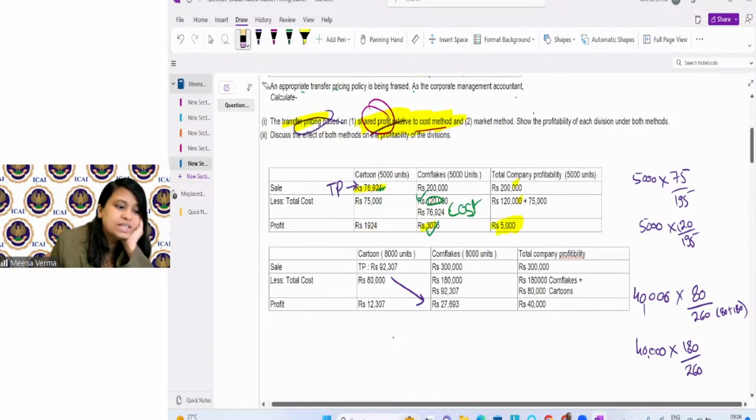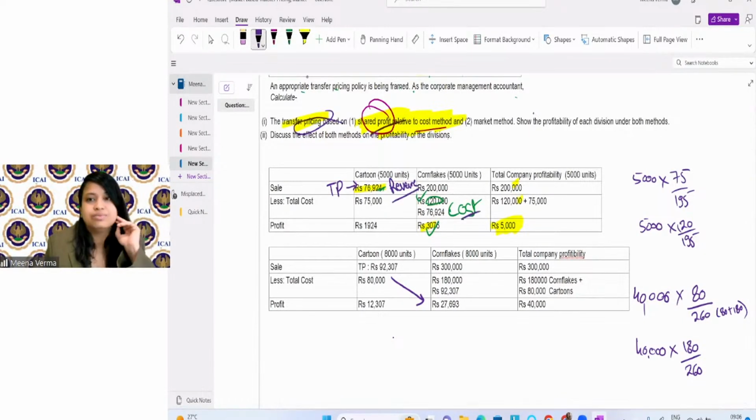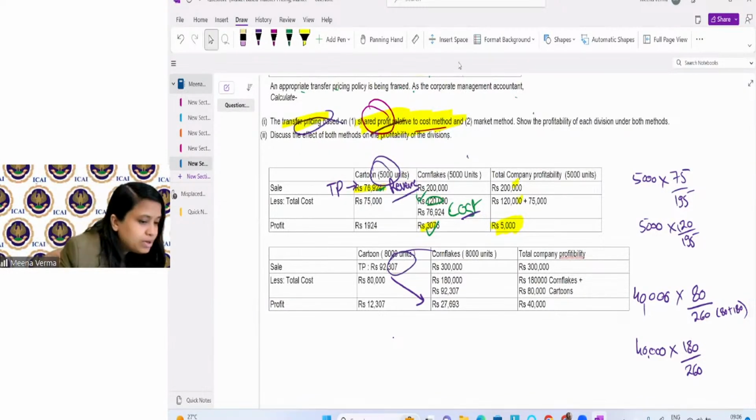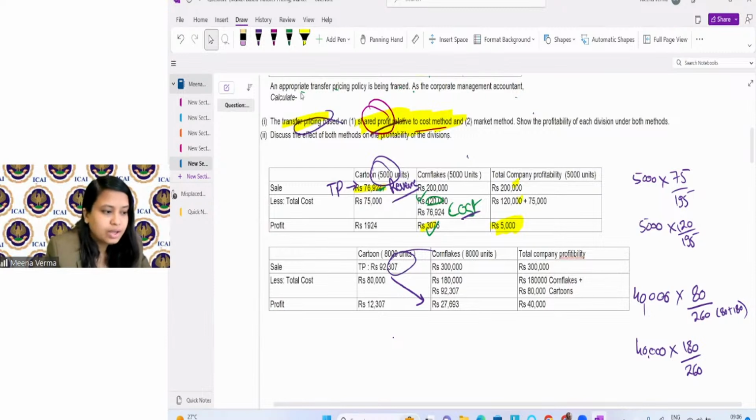The transfer price is revenue here, but cost there, right? It is revenue here, but it's a cost here, right? So accordingly, you have everything. We have done it for 5,000 units and we have done it for 8,000 units. I hope it is clear.